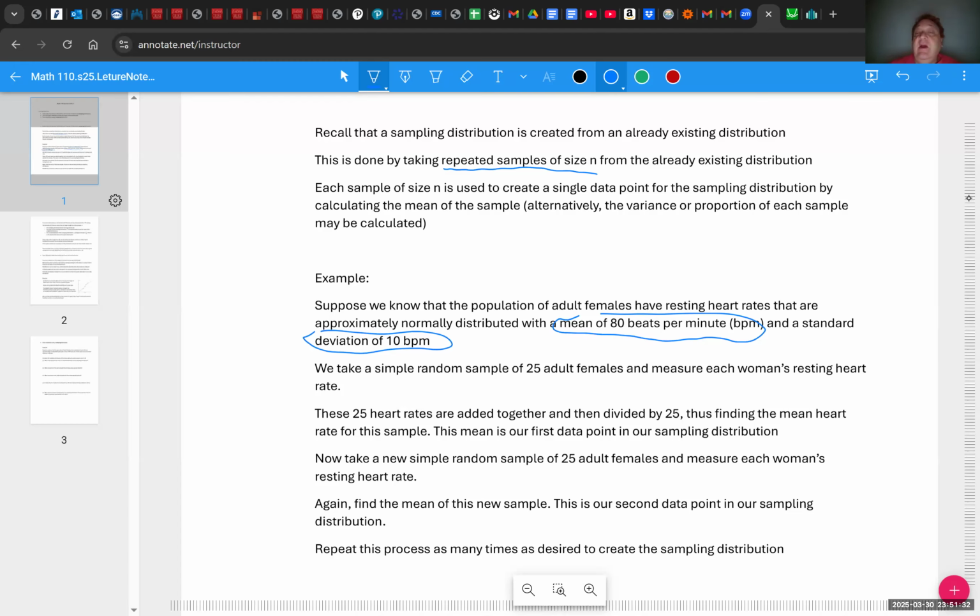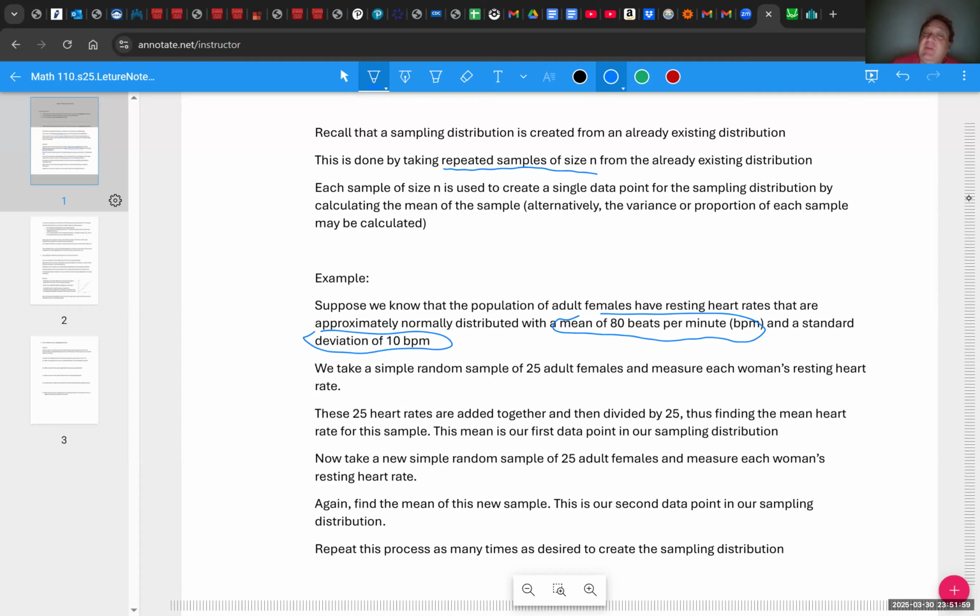Now we take another simple random sample of 25 adult females and measure each woman's resting heart rate, and again find the mean of these new 25 people. The mean is our second data point. So we have the mean from the first group of 25, and we have a mean from the second group of 25. Each of those means is called a data point in our sampling distribution. And we keep repeating this process to gather as many data points as we wish.